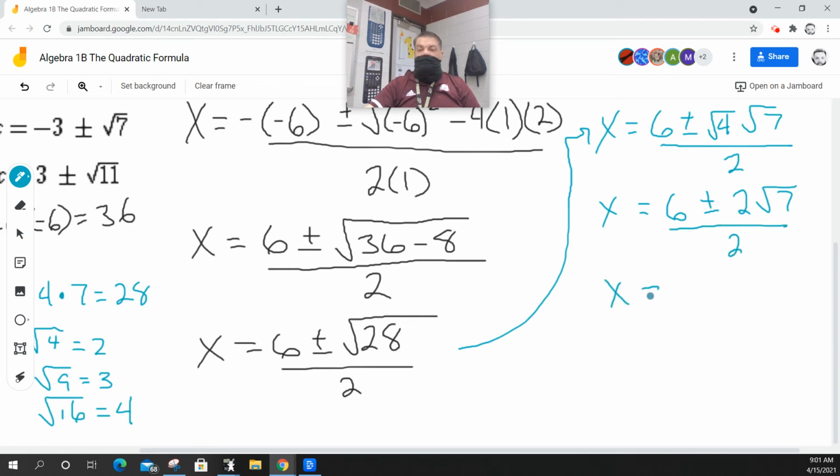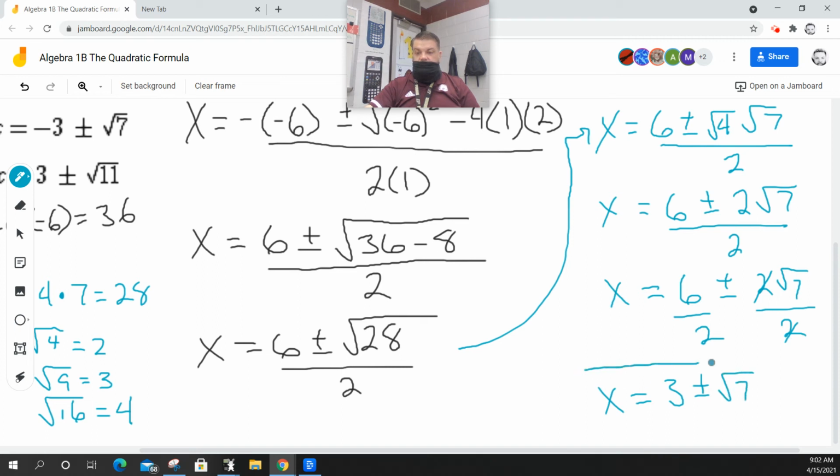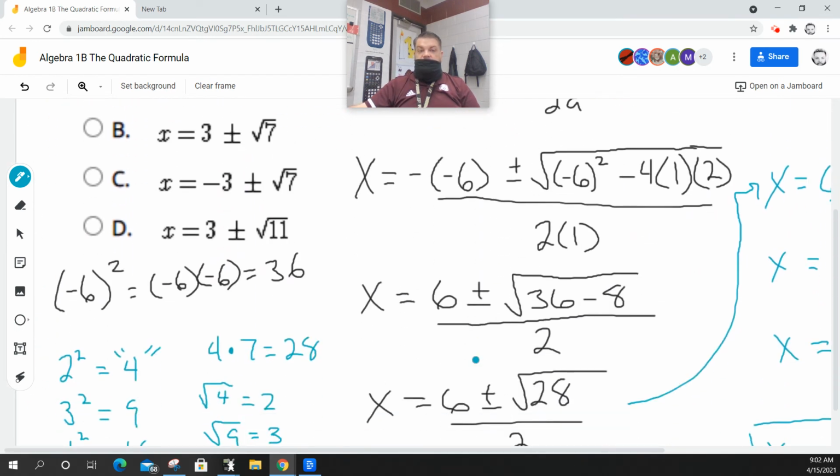In the next line, I say 6 over 2 plus or minus 2 root 7 over 2. Now I can say, what's 6 divided by 2? 3. Plus or minus 2 divided by 2 is 1. 1 times root 7 is root 7. So I think that's the right answer. Let me see if I have that. 3 plus or minus root 7, that's this one, right?